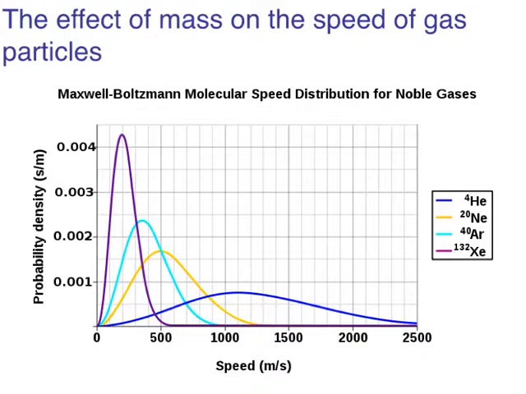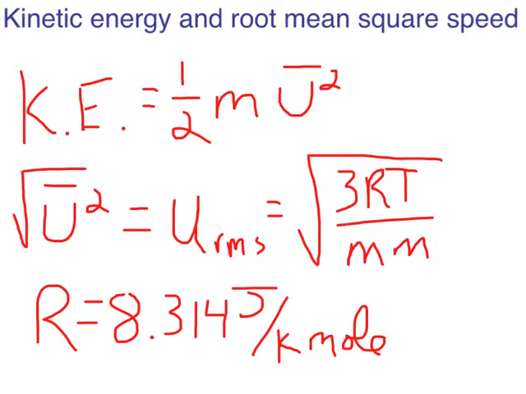I think it does. So what can we take away from these two observations? Doesn't really seem like rocket science, does it? Well, some of the math that these guys did was a little... So here's what we have. We have kinetic energy and root mean square speed.